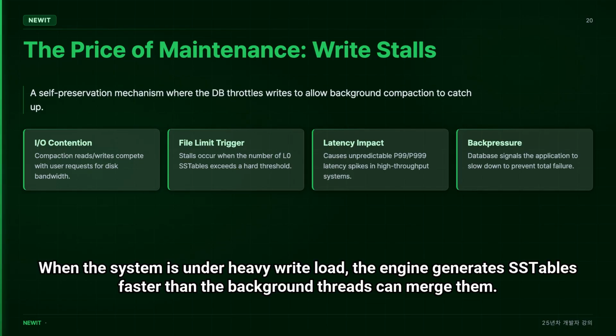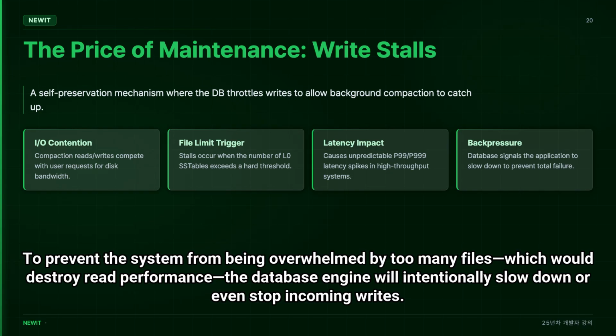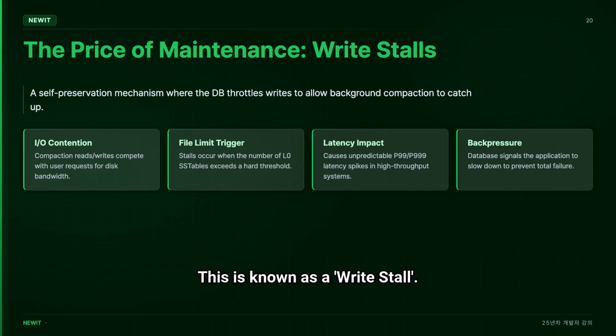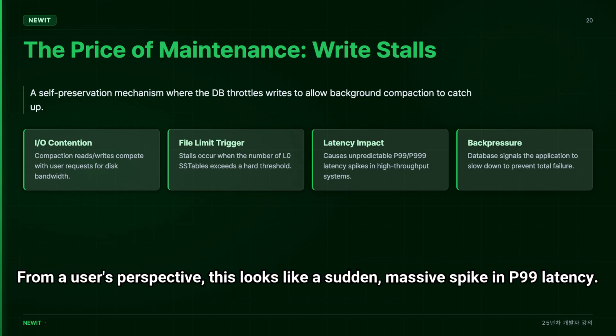When the system is under heavy write load, the engine generates SSTables faster than the background threads can merge them. To prevent the system from being overwhelmed by too many files, which would destroy read performance, the database engine will intentionally slow down or even stop incoming writes. This is known as a write stall. From a user's perspective, this looks like a sudden, massive spike in P99 latency.